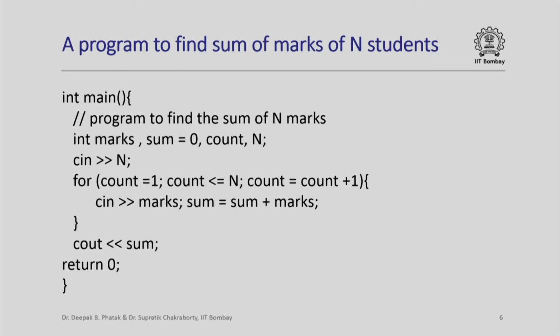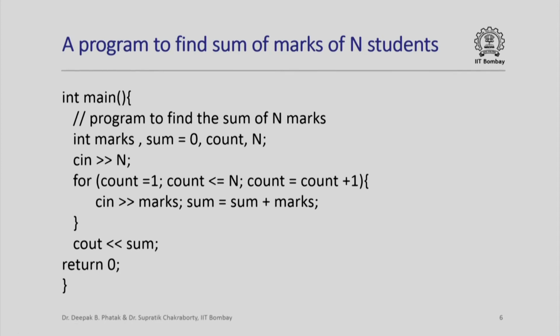Here is a program which finds the sum of marks for say n students. Suppose they have given a quiz and the quiz marks are available. I now declare only a single variable marks. I of course declare sum with an initial value of 0. I propose to use count as an integer variable to set up a for iteration.